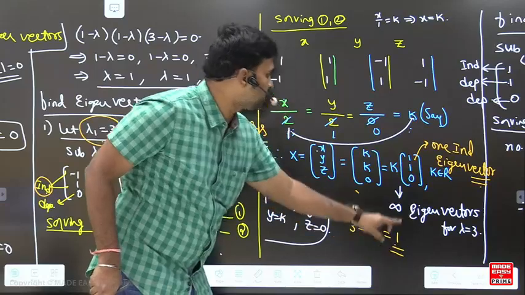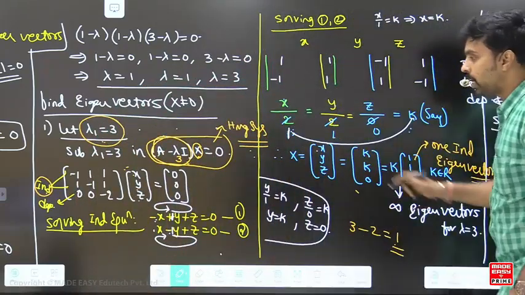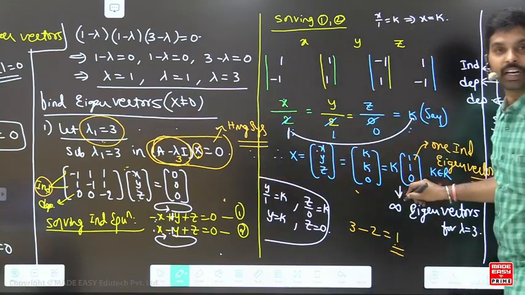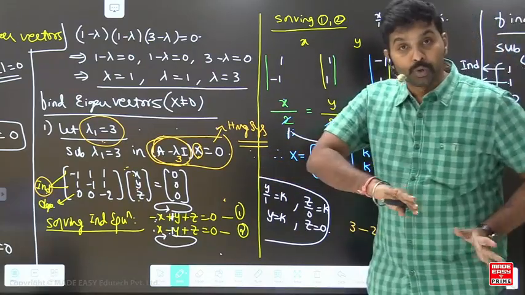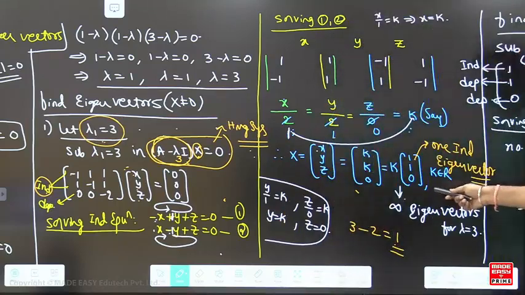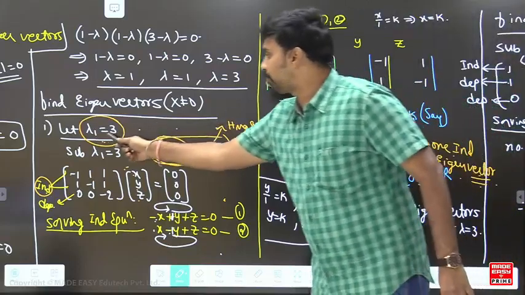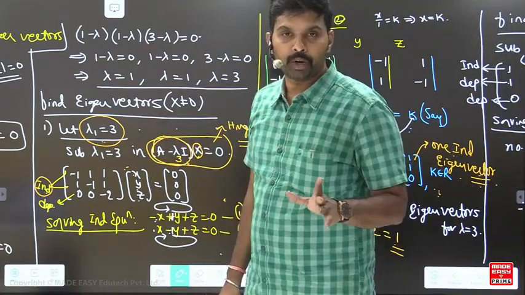This 1 is nothing but the one independent eigenvector, because here the nullity is the number of independent eigenvectors. I hope you understood. Using the nullity of the homogeneous system concept, we are able to understand how many independent eigenvectors you get for lambda equal to 3 here. Okay, I hope you understand this.